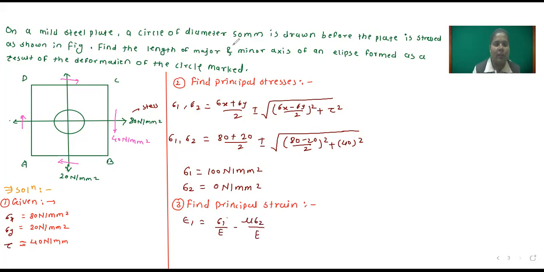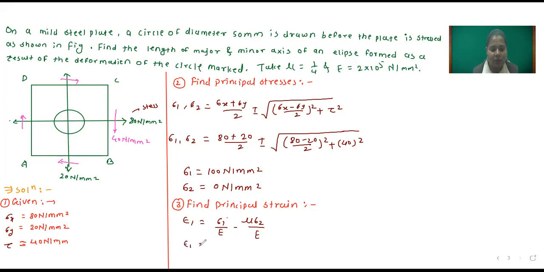Okay, so in the question, take mu, which is equal to 1 by 4, and E, which is equal to 2 into 10 raised to 5 Newton per mm square. Okay, so now we will put values here.